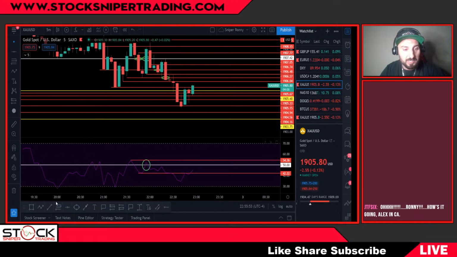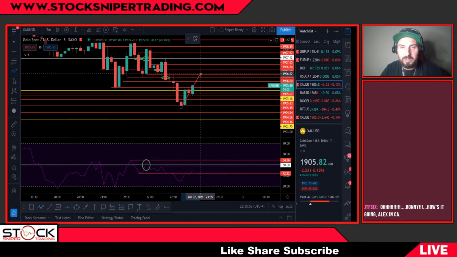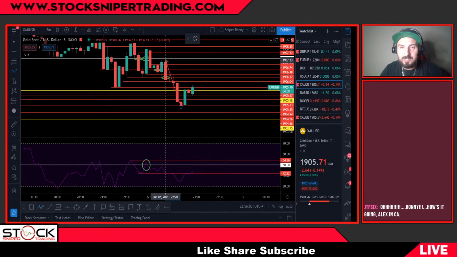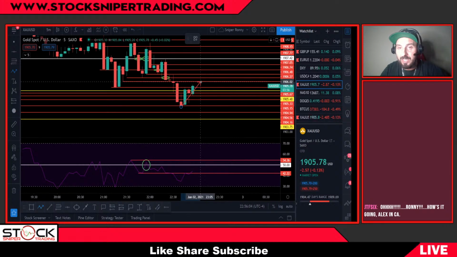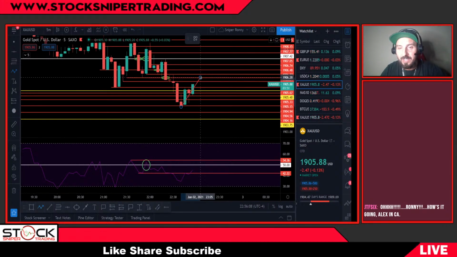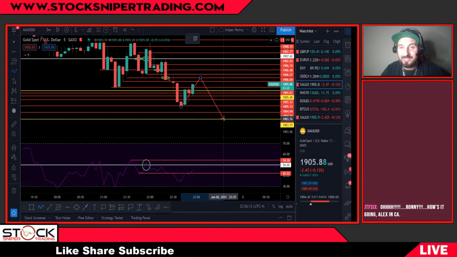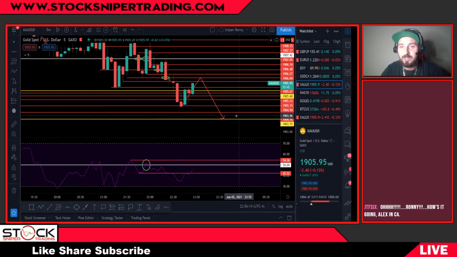So what we could see, guys, is this bullish move come up anywhere here, but if we still stay below this area and maybe this area, we're creating a lower high. That's what we're looking for. What if this comes up to here and sellers reject it, then it goes back down and we retest this level? That could happen.